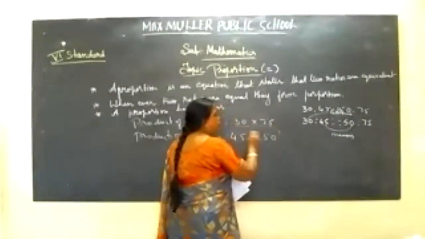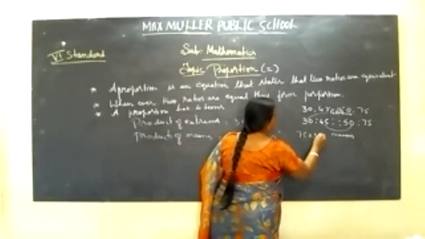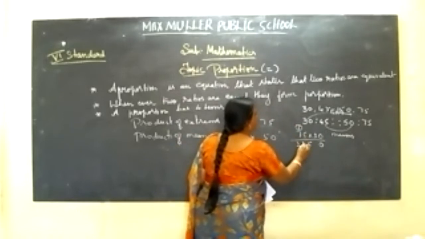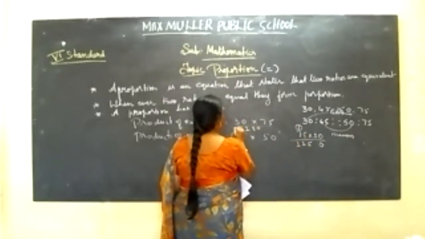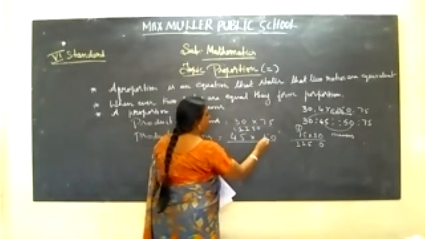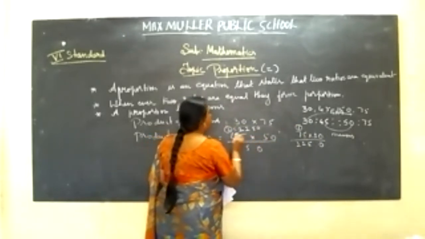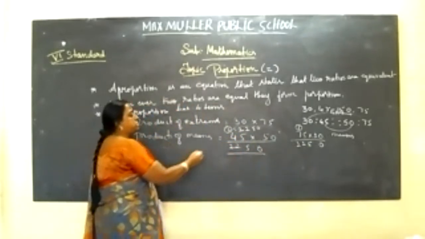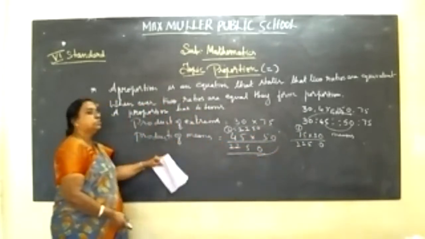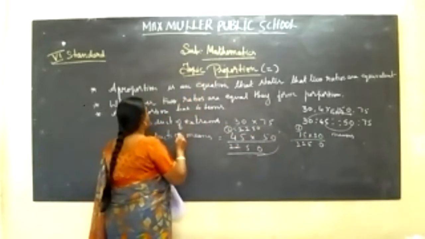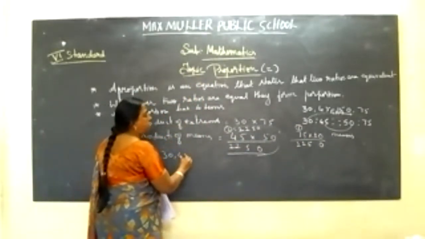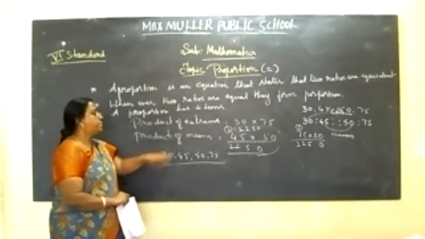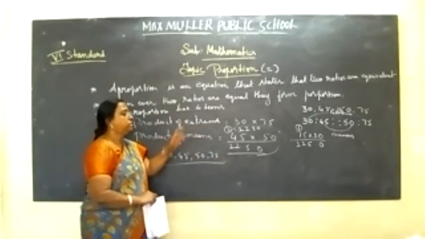So I'll multiply 75 into 30. 0, 3 5s are 15, 1, 7 3s are 21, 22. So 2250. Now this one: 0, 5 5s are 25, 2 carry, then 4 5s are 20, 21, 22. So here what we got, the product of extremes is equal to the product of means. Both are equal, so they are in proportion. So 30, 45, 50 and 75 are in proportion because the product of extremes is equal to the product of means. This is one method.